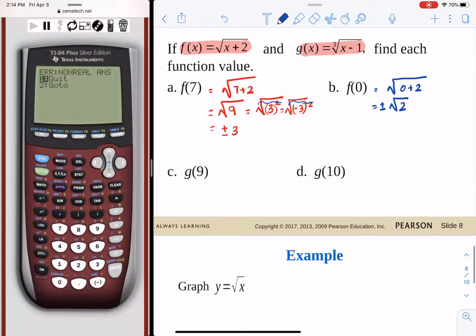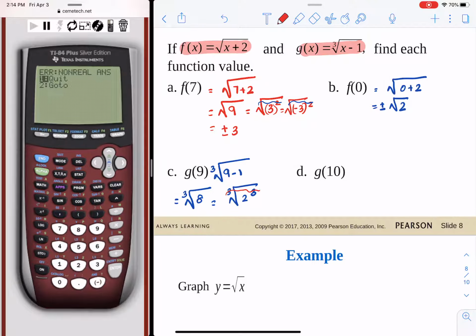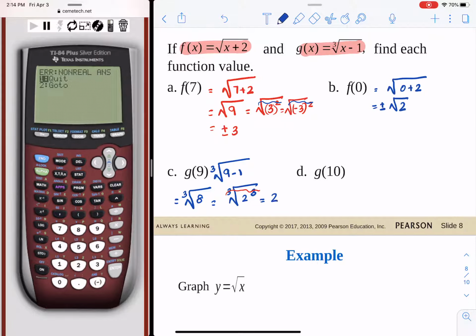G of 9, we plug in 9 inside the function, cube root of 9 minus 1. 9 minus 1 is 8. We could write 8 as 2 cubed. The cube root and the third power would go away. We end up getting an answer of 2 and no plus or minus here.